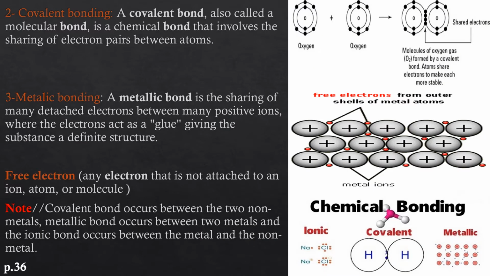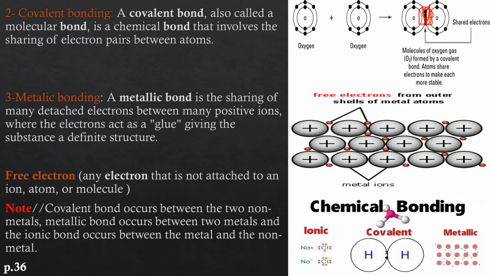The second bond is covalent bonding. A covalent bond, also called a molecular bond, is a chemical bond that involves the sharing of electron pairs between atoms. Here are the pairs, and they share the electrons between them. Here are the electrons between them.